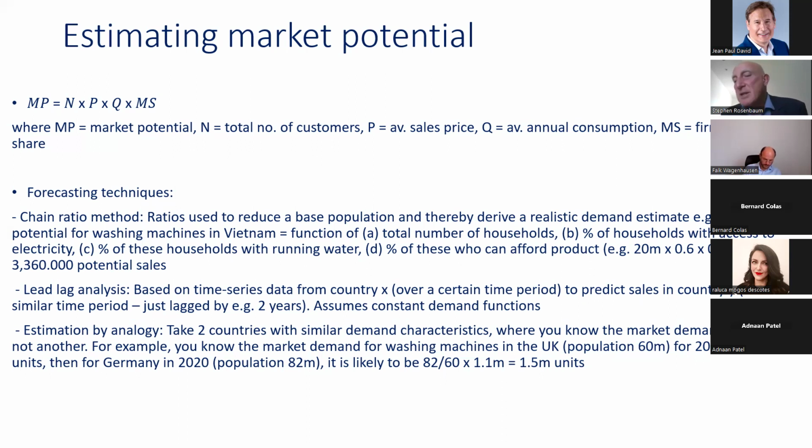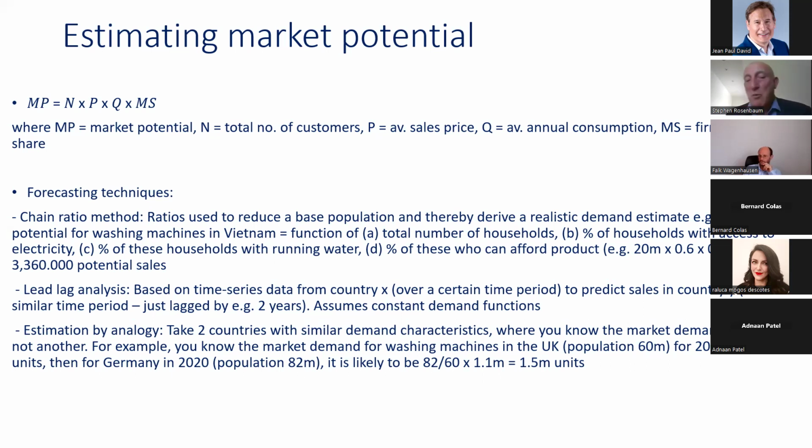So let's assume it's like 4.5 people on average in a household. Then there will be 20 million households. And then we need to know how many of these actually have access to electricity. Not everywhere is on the grid. So that also delimits a lot of people. So let's say 60% of these have access to electricity.